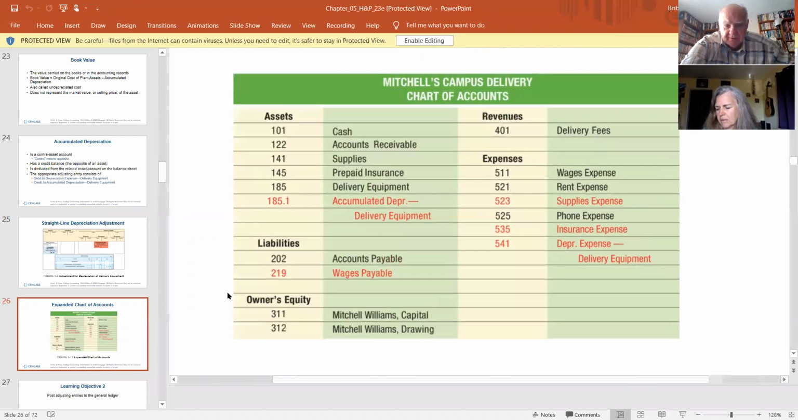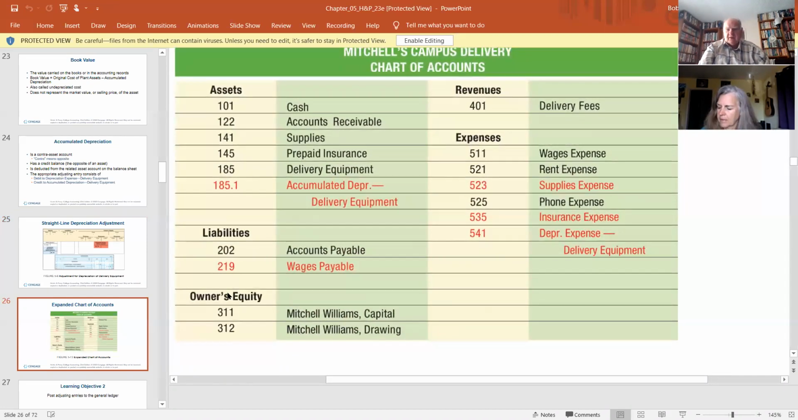And they're just showing you an expanded chart of accounts, showing you the new accounts that you were introduced to. Accumulated depreciation. Look over here at the asset numbers. Assets typically begin with a 1. We get to delivery equipment, we got 185, but look at the depreciation, 185.1. That means they're officially in a committed relationship, those two. They're together. Liabilities 2, equity 3, revenues 4, expenses 5. The reason I pointed this out is that it is very typical, very, very normal.